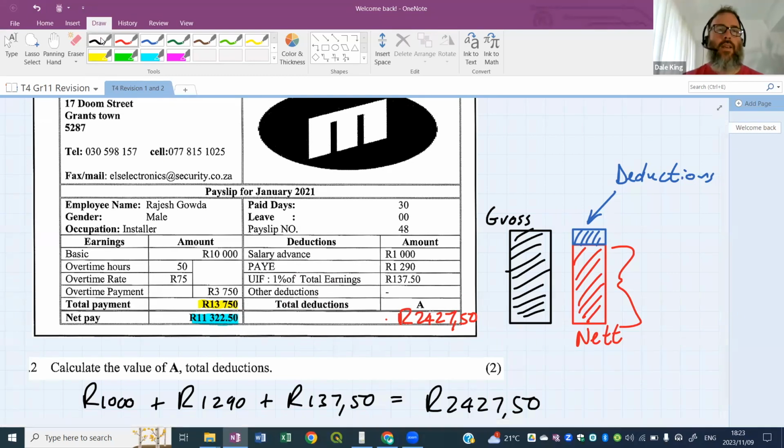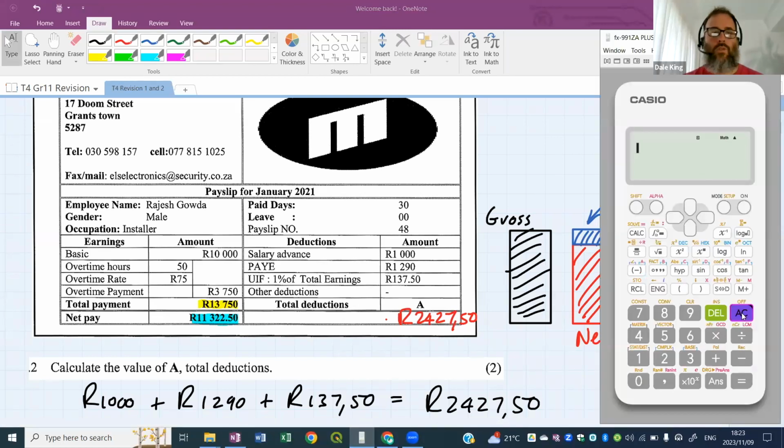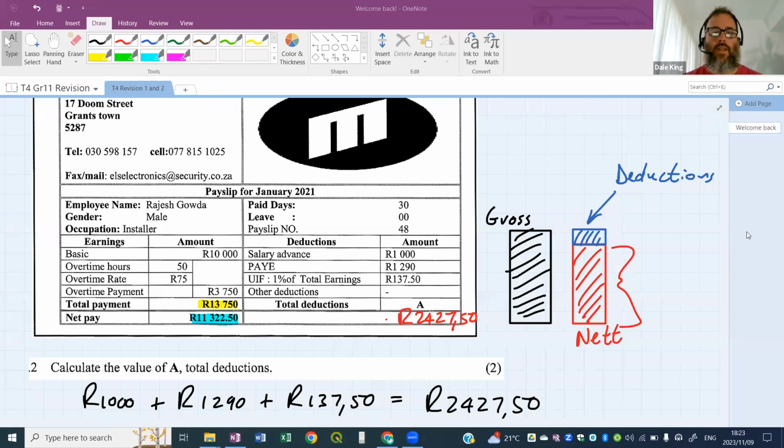All right, so net is your total after deductions. Okay, so net after deductions are taken off. Let's check that they've calculated it correctly. If this was my salary, I'd want to make sure. So 13,750, which is gross, minus deductions, which is 2,427.50, should give us net. There we go. Yeah, it's the same. So gross minus deductions leaves you with net. Let's move on to the next question.